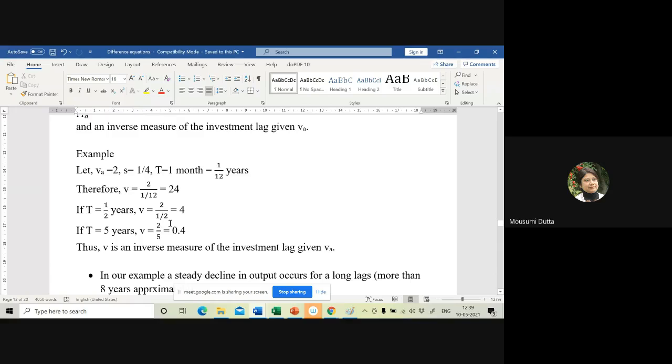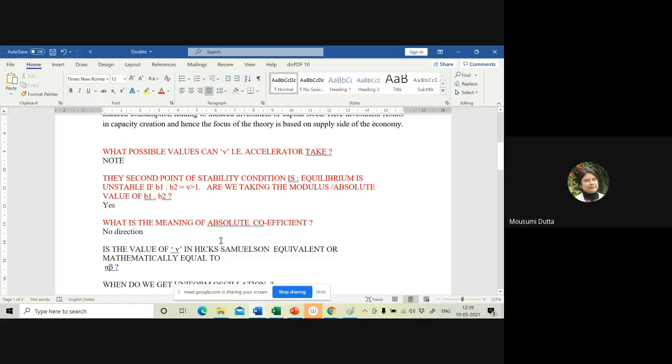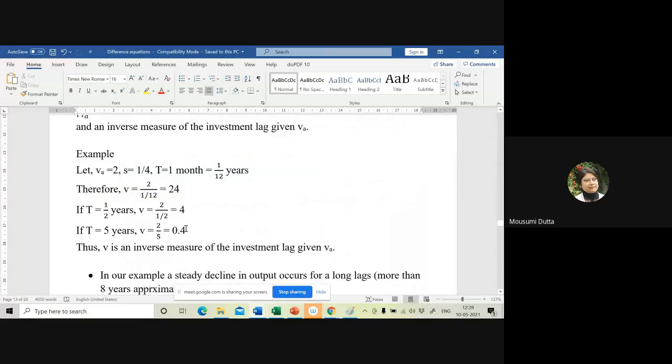There was some question: what is the possible value of V? What possible values can V, that is the accelerator, take? The answer is this. If I want to really find out the values of V, we have to look at two elements. What is the capital output ratio in the economy? And for a particular kind of investment, what is the gestation period? Combining these two, we will be able to derive the value of V.